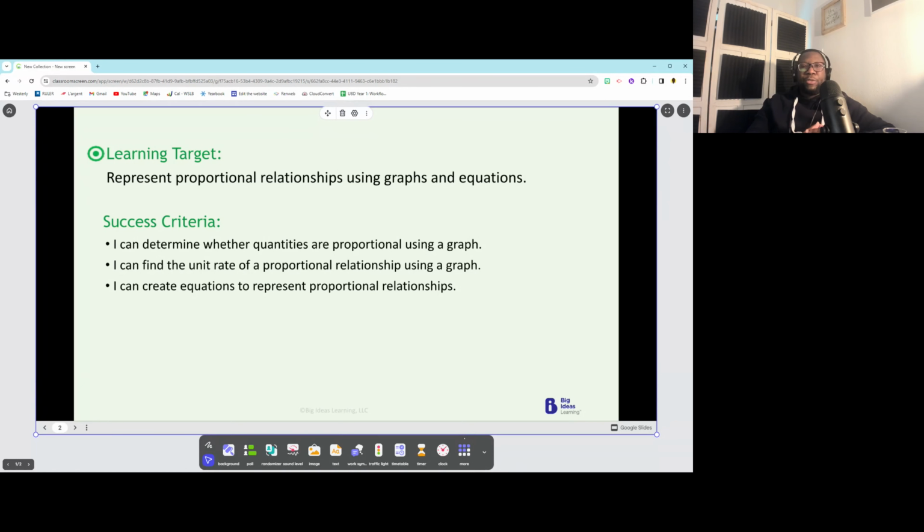What are going to be the criteria for success? Well, there are three. One, you can determine whether or not the quantities are proportional using the graph. You can find the unit rate of a proportional relationship, again, using the graph. And then last but not least, you can create an equation to represent the proportional relationships.